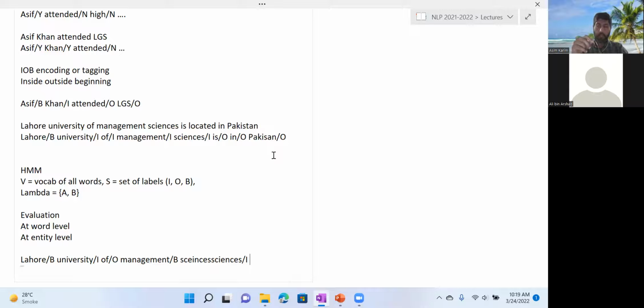But it doesn't give you a clearer picture of how many entities the algorithm has clearly identified. In this particular case, you see that it has not identified the entity Lahore University of Management Sciences. The entity is the full sequence of words, so it has broken it down into multiple entities. The first two words are one entity, the last two words are another entity. So in essence, it has not identified this entity. We will say that if you are doing entity level evaluation, then this entity is not identified.